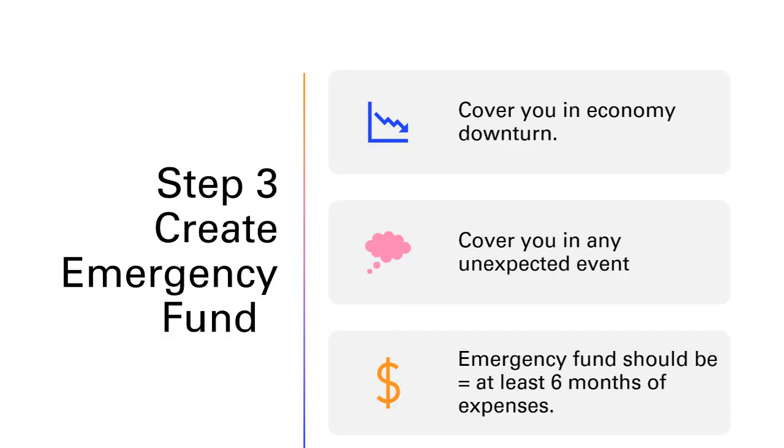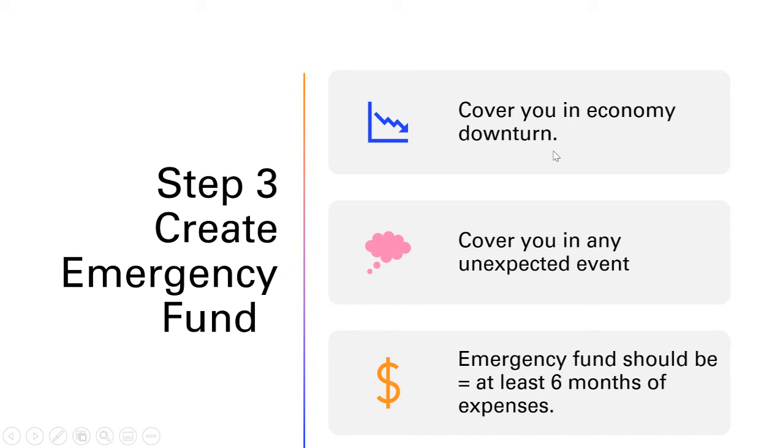Okay, step 3, create an emergency fund. Just like I have mentioned, we have to save a certain amount from our income to create an emergency fund. What is the reason that we have to create an emergency fund? To cover you in an economic downturn.